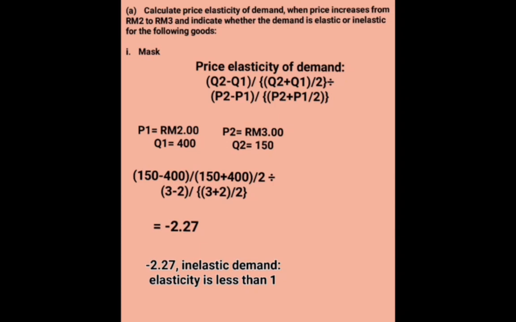Formula for price elasticity of demand equals percentage change in quantity demanded divided by percentage change in price. So, percentage change in quantity demanded is 150 minus 400 divided by 150 plus 400 divided by 2. For percentage change in price, it is 3 minus 2 divided by 3 plus 2 divided by 2. So, the answer is minus 2.27. Minus 2.27 is inelastic demand because elasticity is less than 1.